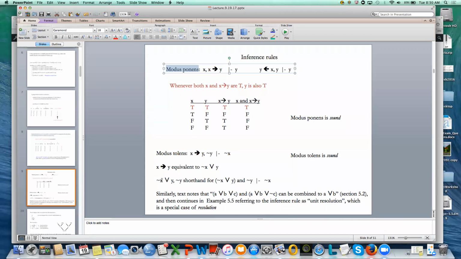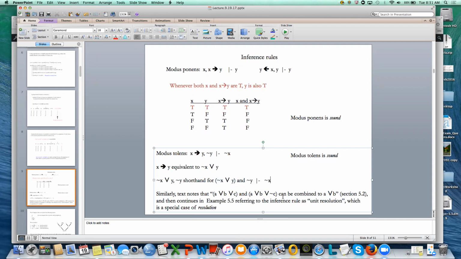We're going to talk in more depth about an inferential method called resolution in a little bit. And it's interesting and we'll talk about both modus ponens and modus tollens in terms of alternative representations. But we know that X implies Y is equivalent to not X or Y. And of course, we know not Y. So this is an alternative way of writing the modus tollens rule.